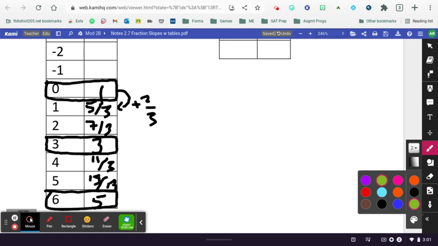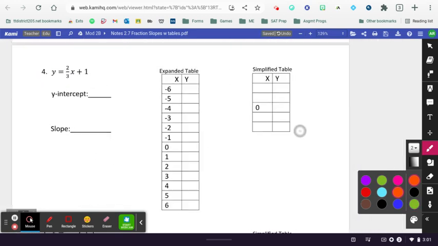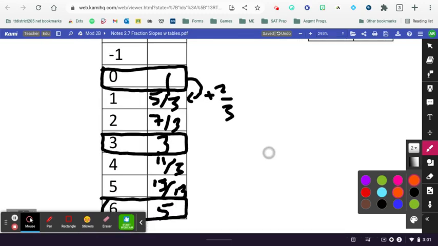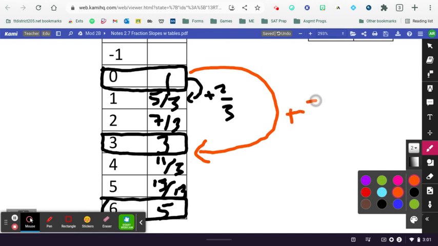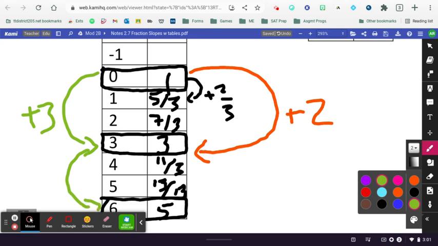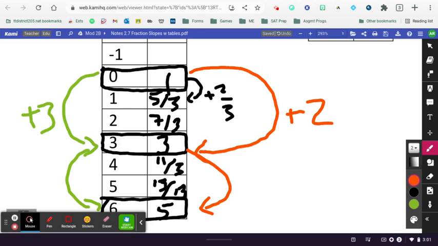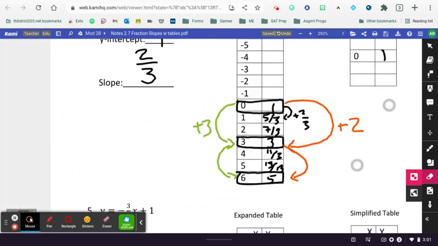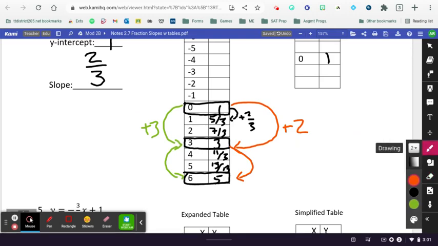So looking at this, for the y's, we were adding by 2. For the x's, we were adding by 3 as we go down to these nice numbers, okay? So we see those, that +3 and that +2, in our slope, right? Here's that +2 up top. Here's that +3 on the bottom.